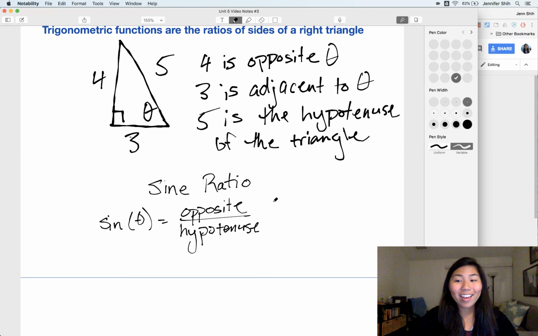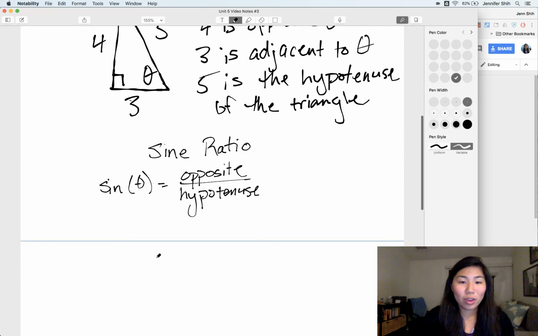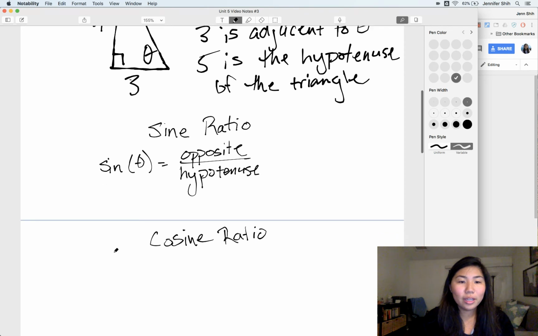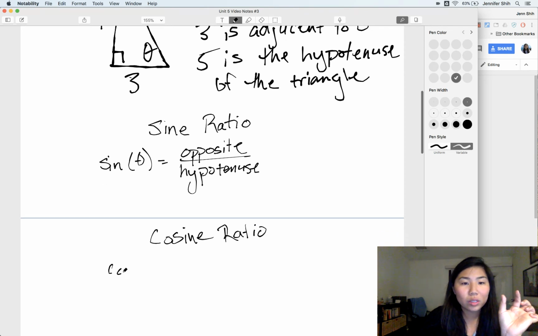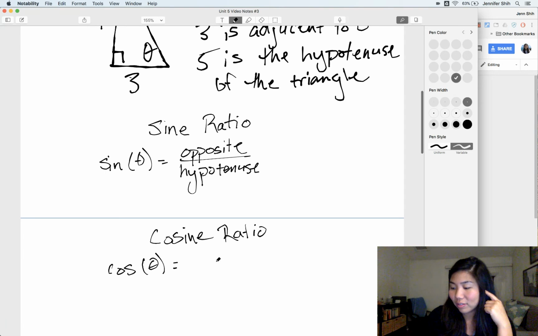And then sine has a buddy, cosine. So we have the cosine ratio. This is abbreviated to cosine of theta. I said earlier, you have to listen really carefully to how I say words.